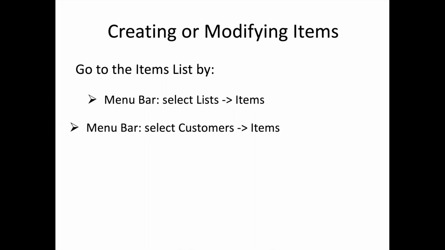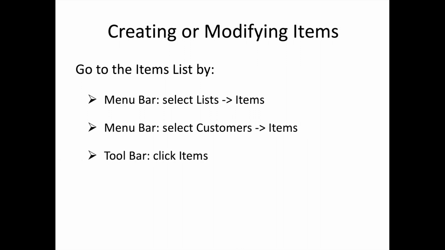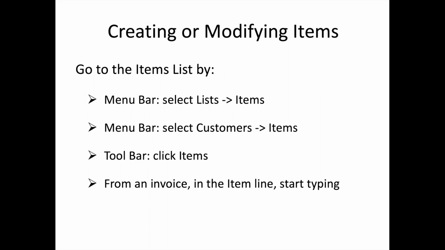Creating items is very similar to creating accounts. To navigate to the items list, you can go to the menu bar, select Lists, then Items. Or from the menu bar again, select Customers, then select Items. Or from the toolbar, click on the Items icon. Or later, when you're more accustomed to QuickBooks, from inside an invoice, under Items, you can start typing the new item's name. QuickBooks will not recognize it and ask you if you want to create a new one. This will not take you to the list of items, but it's a way to create an item quickly on the fly.